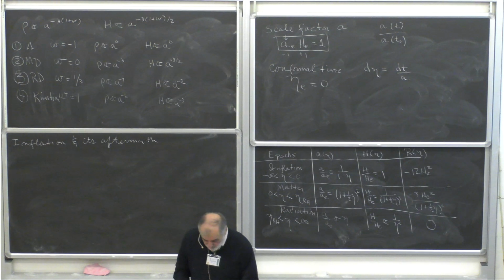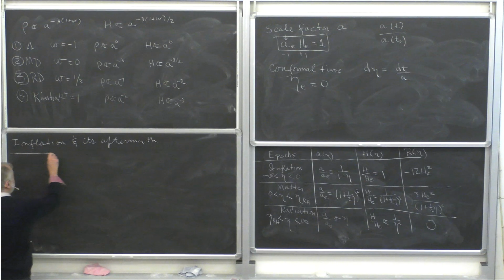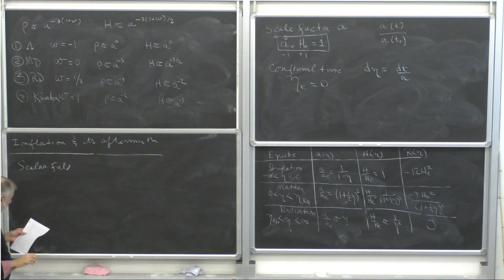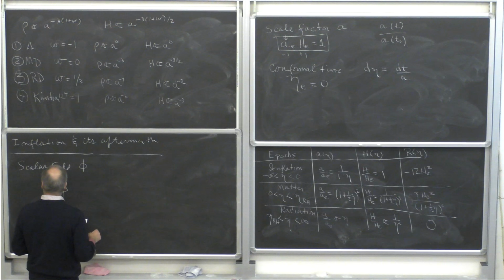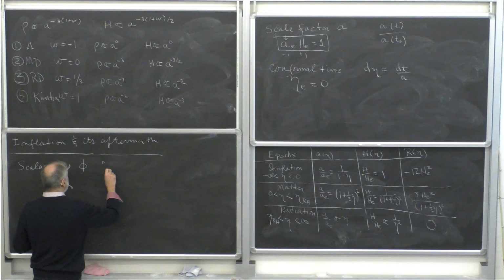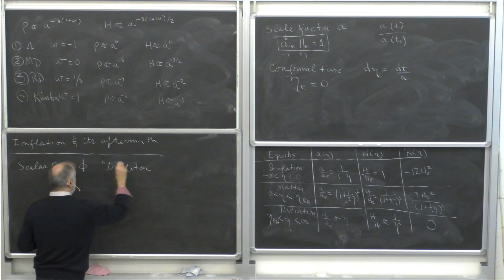So this can be accomplished by the assumption that there is a scalar field, and it's tradition to call every scalar field phi. So you'll see many phis here, but they'll all be different. And this scalar field, we don't know its origin in some fundamental physical model, but we do know a nice name for it. It's called the inflaton. Not inflationton, but an inflaton.